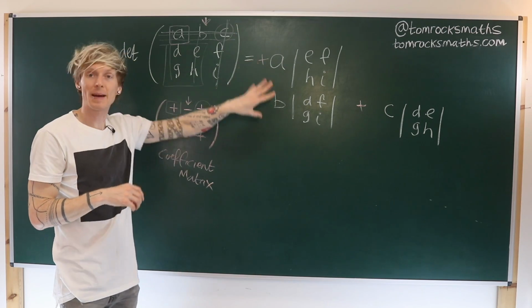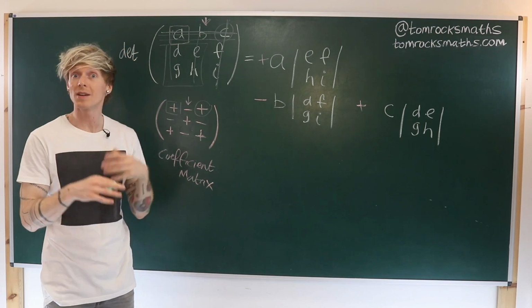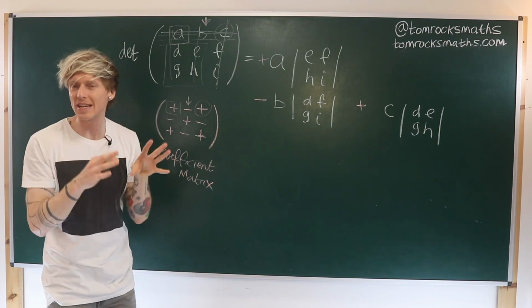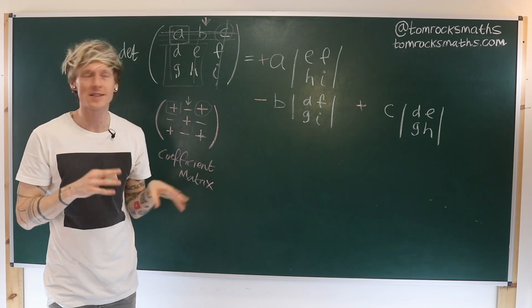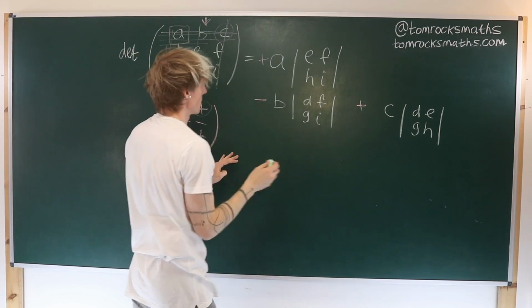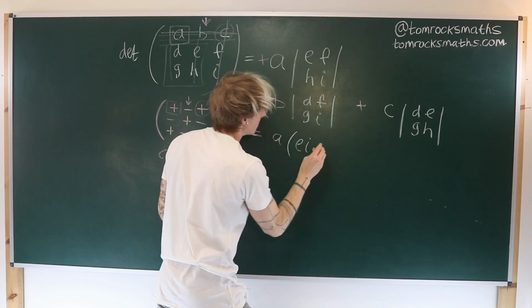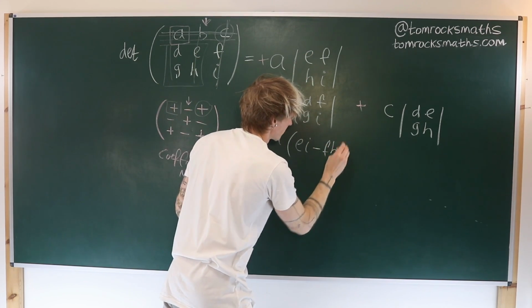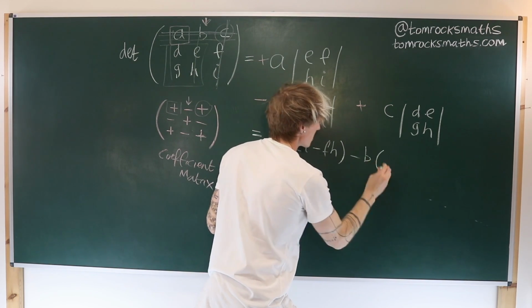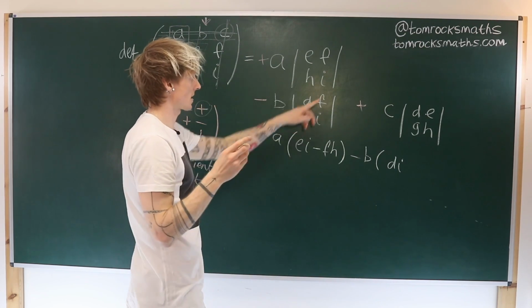Now, of course, we can expand these out and get the full final answer, so let's do that. Using our definition of the 2 by 2 determinant, which we've just shown is the unique definition for a determinant, we simply do top left times bottom right minus the other one. So we're going to get here A times EI minus FH. Then we have minus B times this 2 by 2. So minus B times DI, and then we're going to subtract FG.